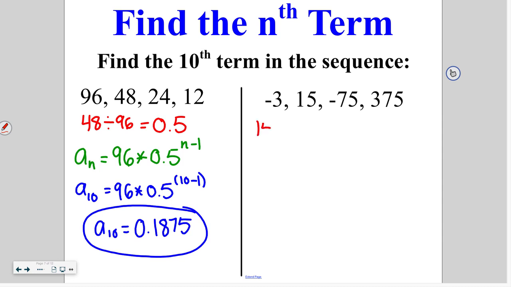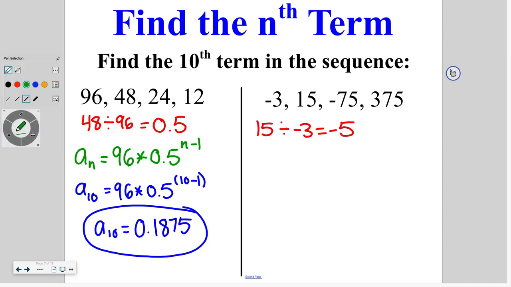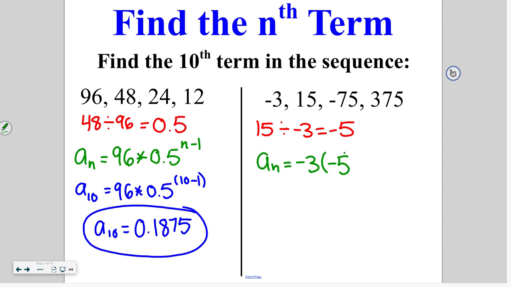I'm going to take the second term divided by the first in order to find my common ratio of -5. Writing out the a_n equation, I get a_n is equal to -3(-5)^(n-1). You can either write it with the multiplication symbol or in this parentheses version. And then we're going to go ahead and find a_10 by plugging in 10 for our n value.